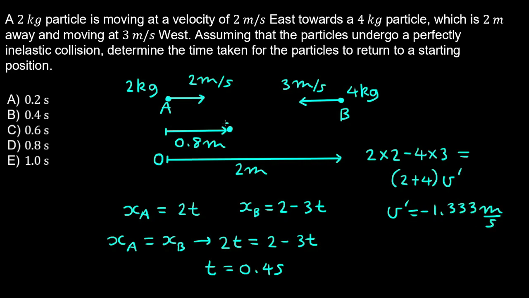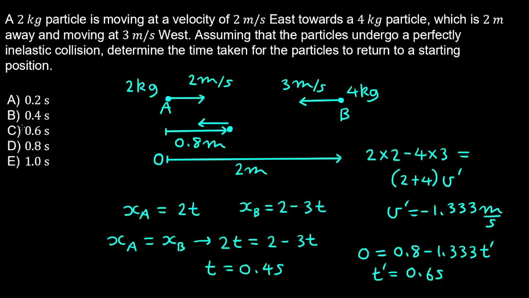So the particles move off at a velocity to the left, towards the starting position of particle A. So we have the final position at the origin is the initial position at the collision minus V dash by time t dash. And solving for t dash, the particles take 0.6 seconds to return to the origin. So the correct answer is C.